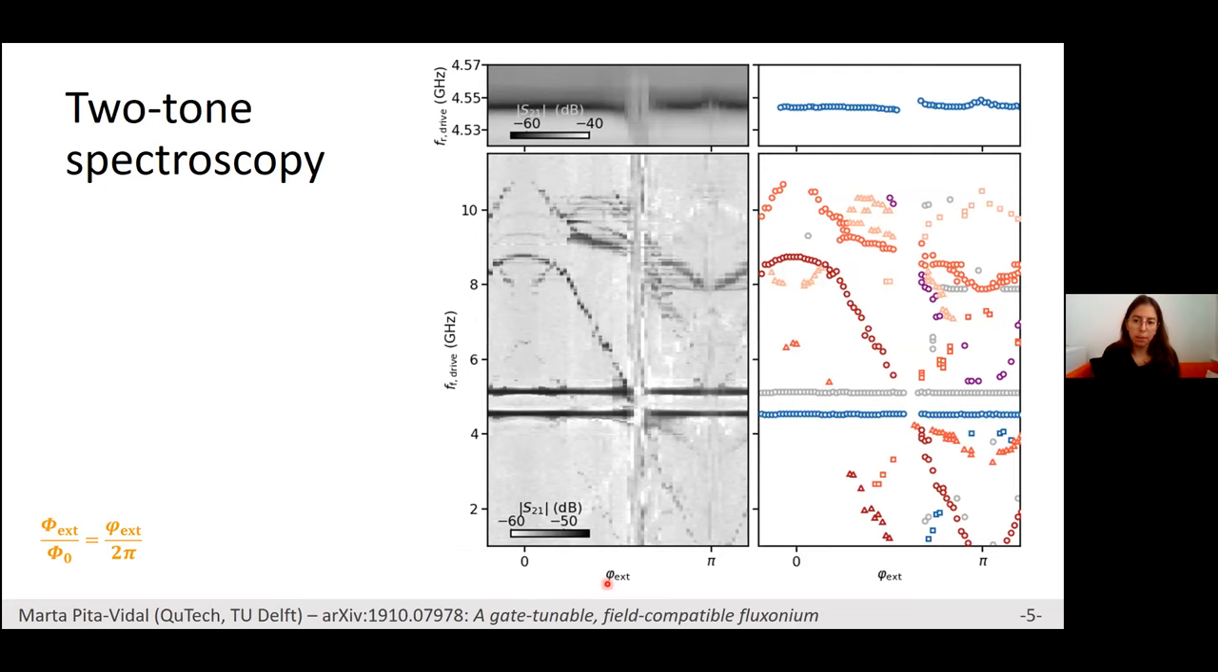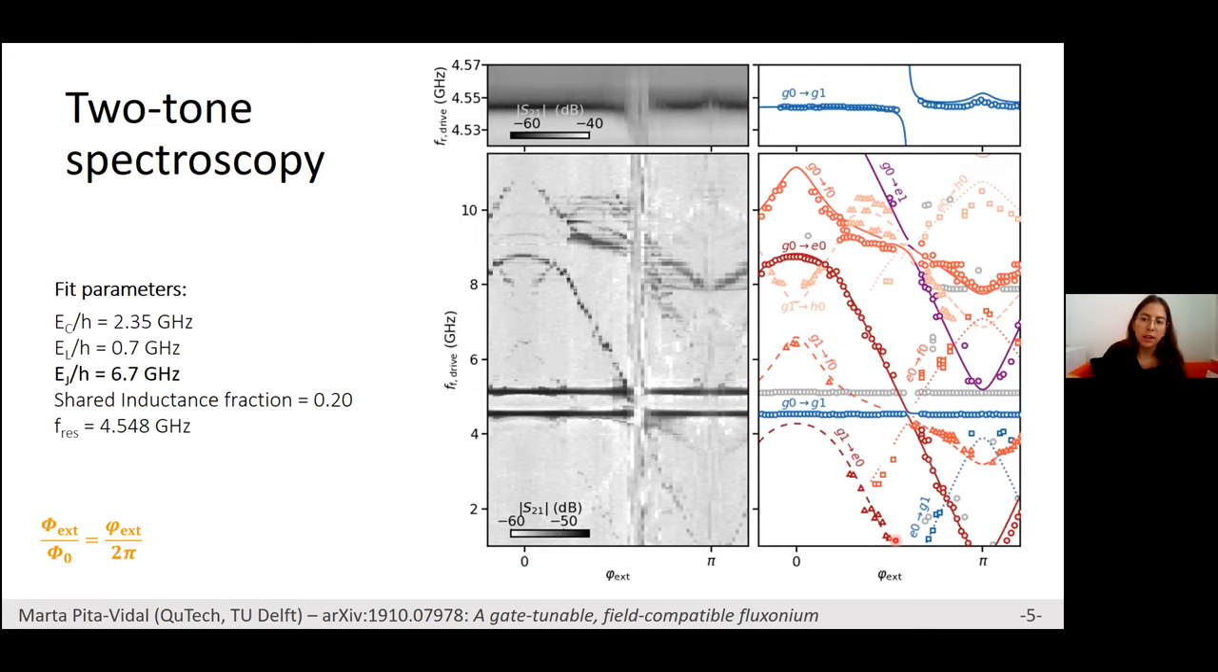We track the peaks with a peak finding algorithm and fit them with the transition frequencies of the inductively coupled fluxonium resonator system. Here each line is labeled with its corresponding transition, indicating both the fluxonium and resonator states involved. Note that we not only observe transitions like this one, starting from the ground state, G0, but also from the state with one photon in the resonator, G1, like this one. And we also observe transitions starting from E0, like this one, starting from the first excited state of the fluxonium.